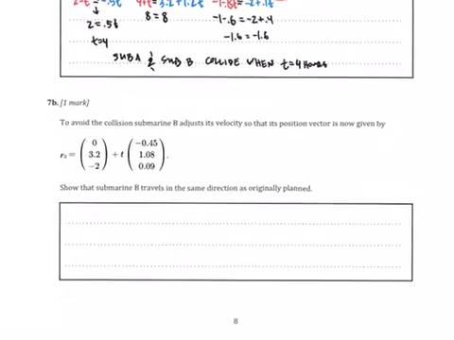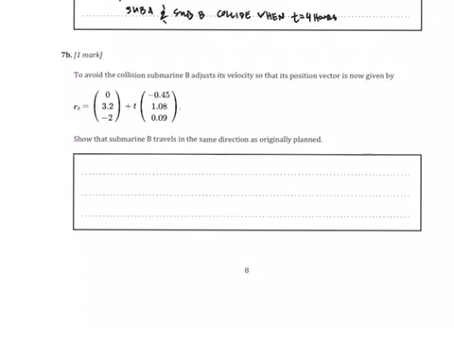In part B, it says, to avoid collision, submarine B adjusts its velocity so that its position vector is given by the following. Show that the submarine B travels in the same direction as it originally did.